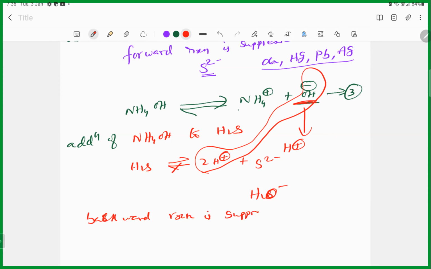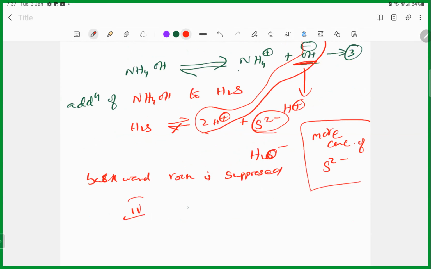That is the reason why the dissociation of H2S becomes more. So you have more concentration of S2 minus. This S2 minus is sufficient to precipitate the fourth group metals. The fourth group metals: cobalt, nickel, manganese, and zinc. These are the metals which can precipitate as sulfides.